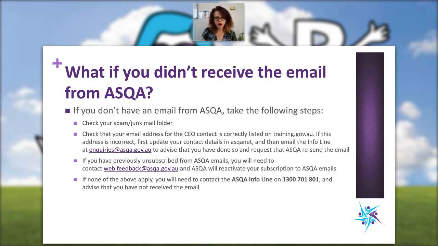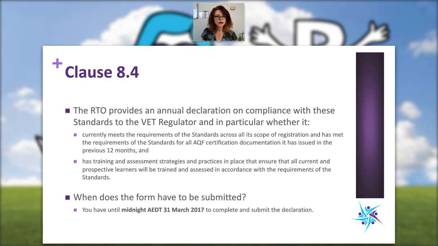So if none of the above apply, you need to go to ASQA, the unhelpful line, the info line, and you can call 1300 701 801 and advise them that you did not receive the email and they'll send you the email. So you can get that. So if you haven't received the email, you should get in contact with ASQA. Check your junk email first to see if it's in there.